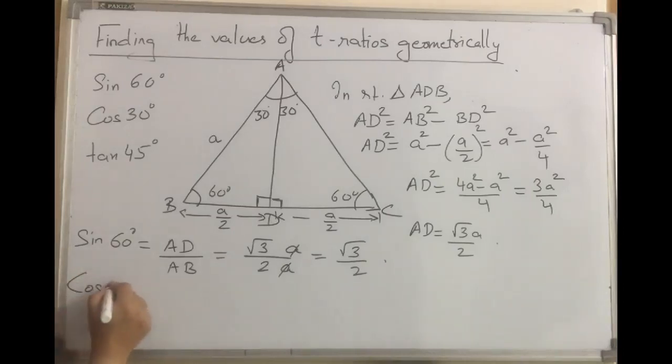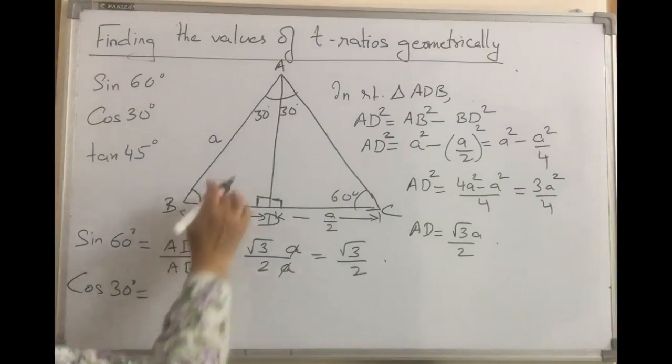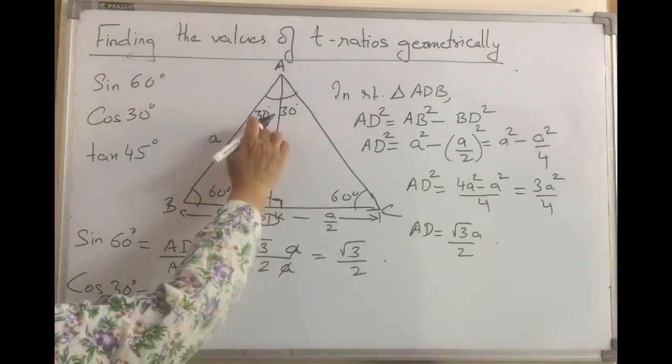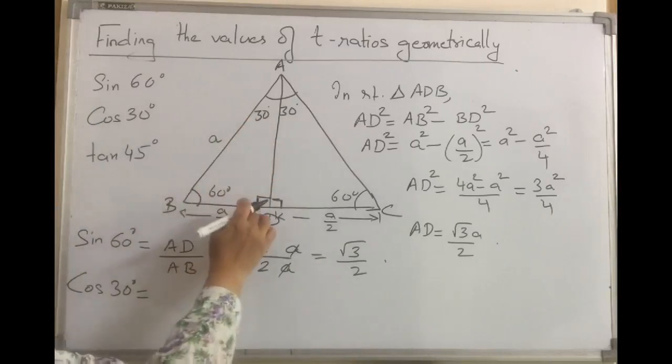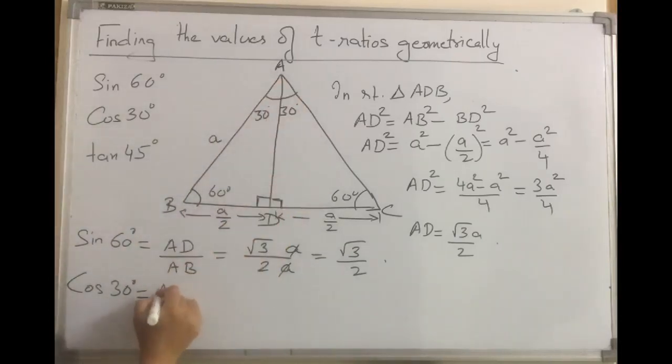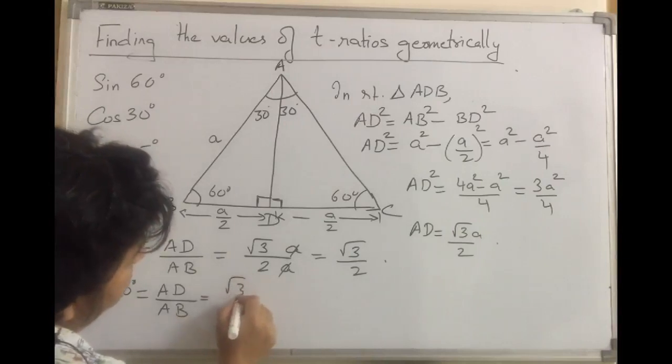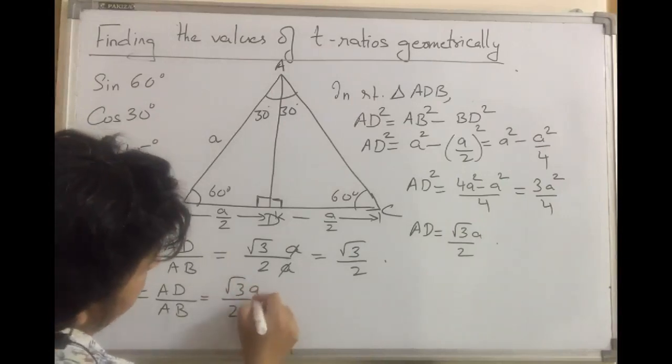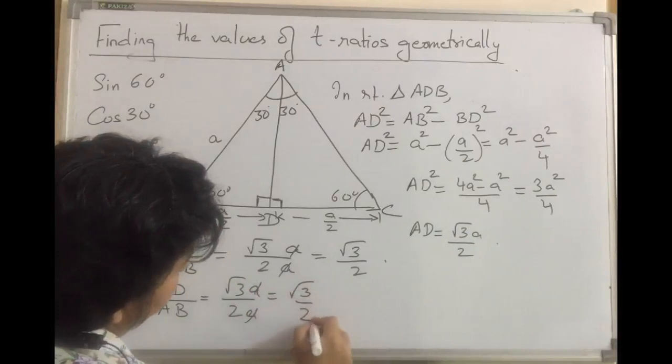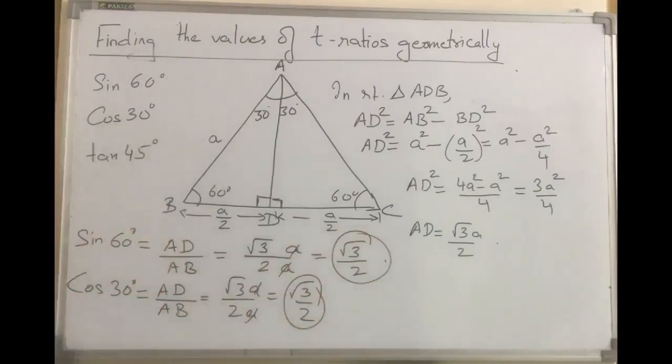Similarly, cos 30 degree, if we find cos of this angle, this is the perpendicular, this is the base. So cos of 30 will be AD upon AB. AD is root 3 by 2 A. AB is A. It gets cancelled. Root 3 by 2. And we know very well that the numerical values of sin 60 and cos 30 are the same because they are complementary ratios.